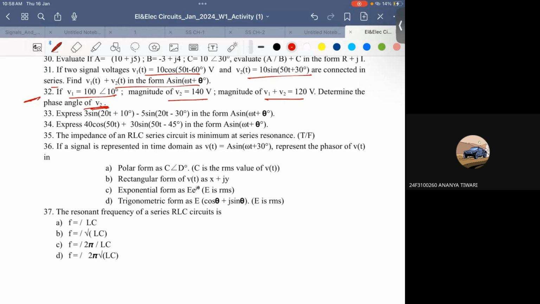Okay, so 32. If V1 is given to you as 100 at 10 degrees, V2 also has only the magnitude given as 140. The phase is not there. Now the magnitude of V1 plus V2 has been given as 120. Determine the phase angle of V2. How will you do that? Can somebody tell me how will you do this? Yes, sir. It will be a lot of calculation. Correct?